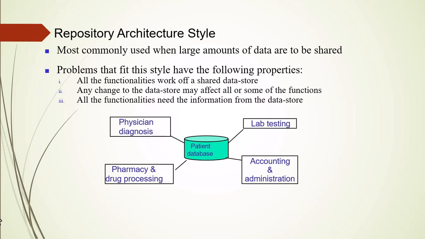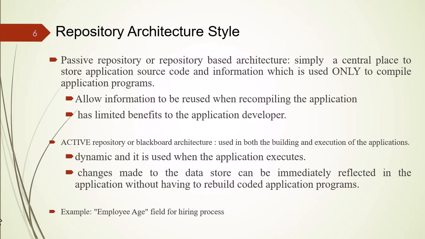There is no active controller there. There is no program installed that can automatically process the data. The agents are active. Agents initiate some process, and then based on that process, the data is processed, executed, retrieved, deleted, updated, etc. Passive repository based architecture is simply a central place to store application source code and information which is used only to compile the application program.